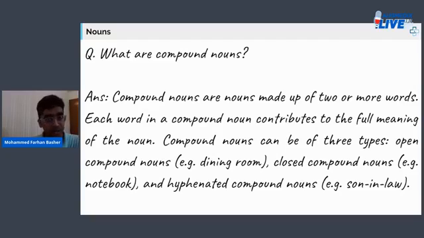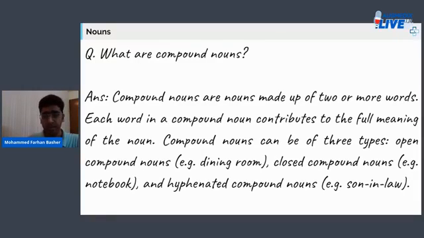Now, compound nouns are of three types, as discussed already. So you have the open compound nouns, where basically you separate each word, such as in dining room, dining space, room, and then you've got closed compound nouns, of course, where you have more than one word, but those words are not separated. They don't have any space between them. They're written together without a space in between, like notebook or bedroom, right? So bedroom, notebook, they don't have any spaces between them, right?